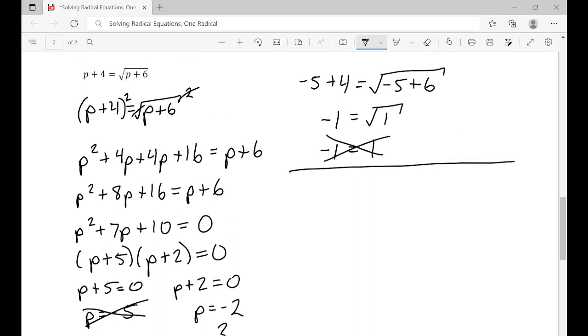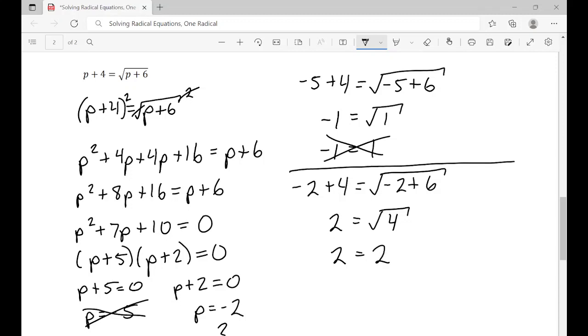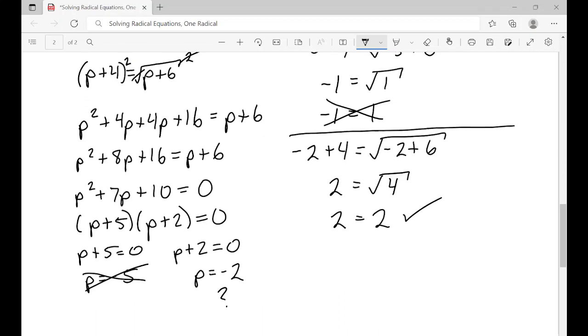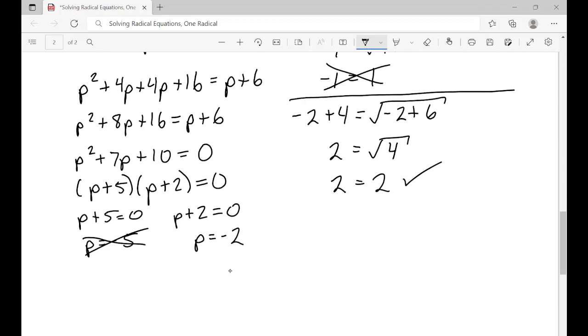Now what about -2? So -2 plus 4 equals the square root of -2 plus 6. -2 plus 4 is 2. -2 plus 6 is 4. And square root of 4 is 2. And 2 does equal 2. So this is true. So since -2 plugged back in gives me a true statement, p equaling -2 is our solution to this radical equation.